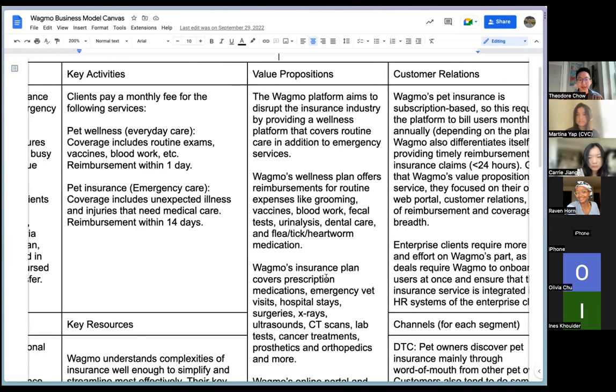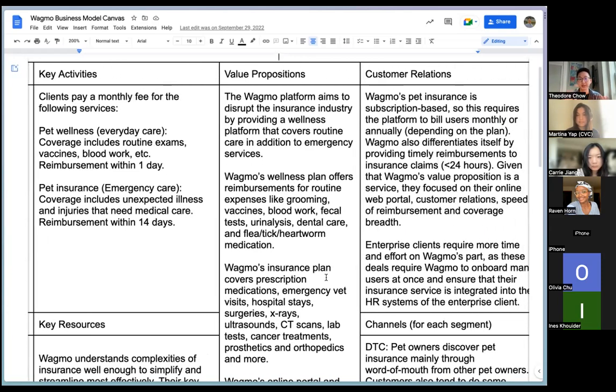Okay. Value proposition. So what makes this different from other pet health insurance plans in the industry? Essentially, they aim to provide a wellness platform that covers routine care and emergency services. What they're targeting here is that in the status quo, emergency services are usually the only thing that's covered. Usually you don't get insurance if you're going for a haircut, but with this plan, you now get insurance when you go for a haircut, and you don't have to pay for the haircut, which is a pretty good value proposition, right?